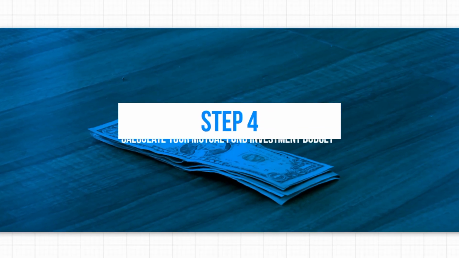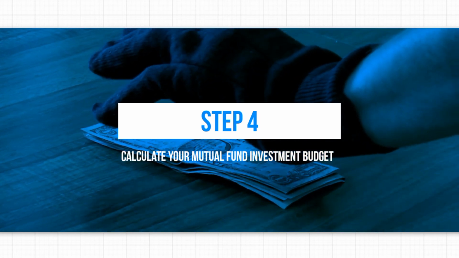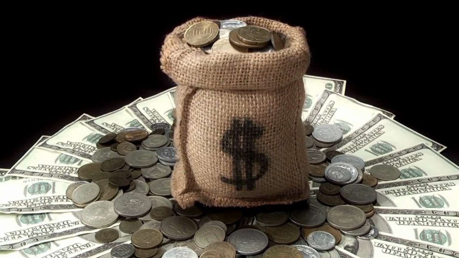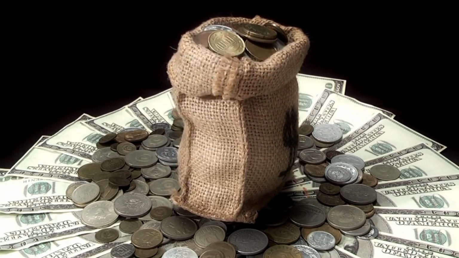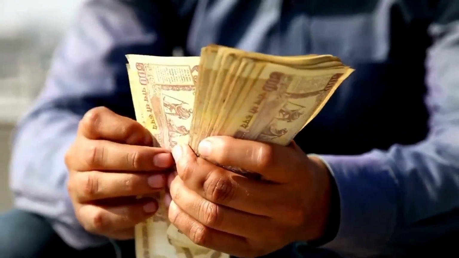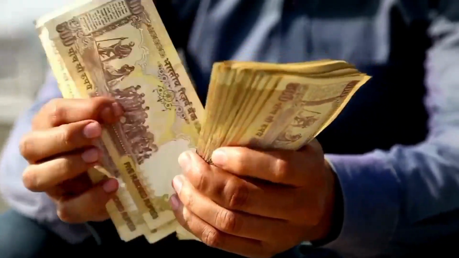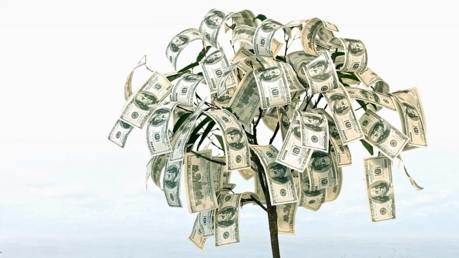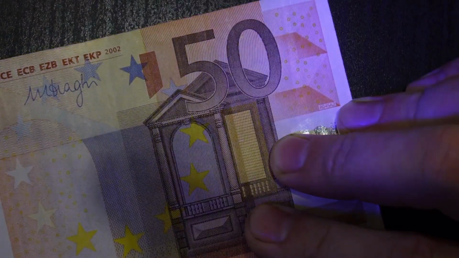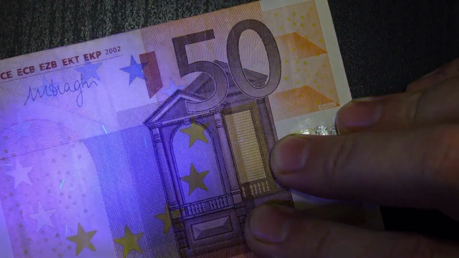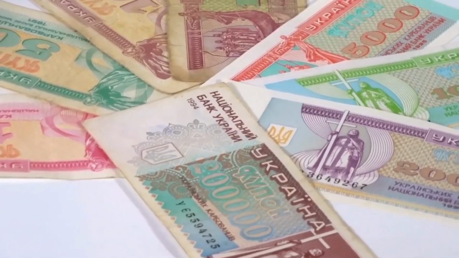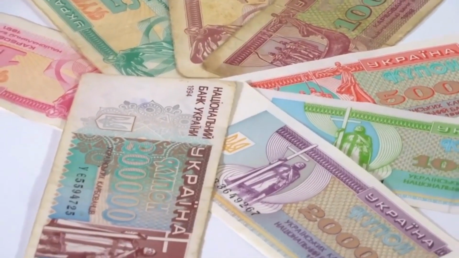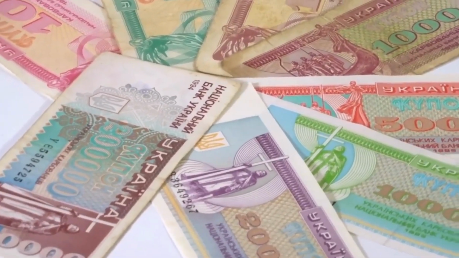Step 4. Calculate your mutual fund investment budget. Investing takes money. You can start investing in stocks and ETFs with very small amounts of money, sometimes less than $5. But it takes a bit more to invest in mutual funds. As with any investment, it's a good idea to use only money that you won't need in the short term. Never, ever use money from your emergency fund. Mutual funds often carry minimum investment requirements. This means you may have to save up hundreds or thousands of dollars to get started.